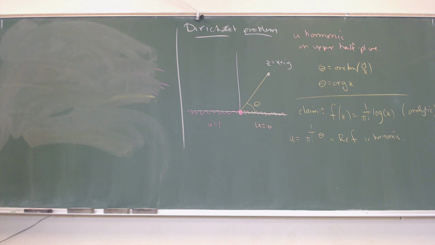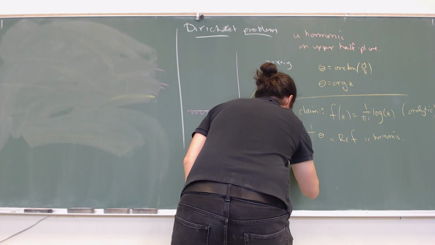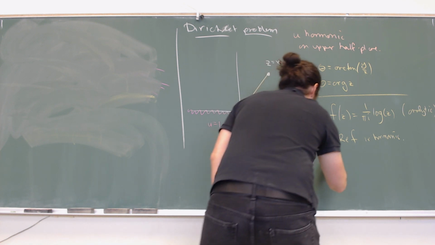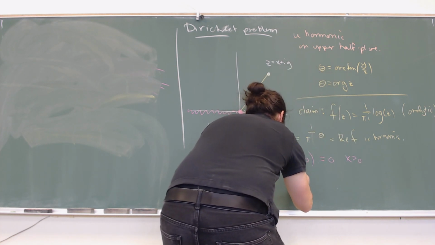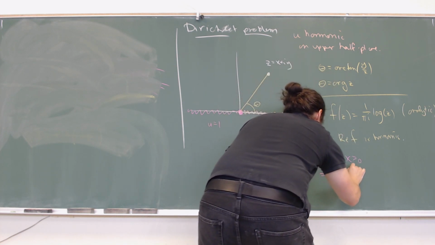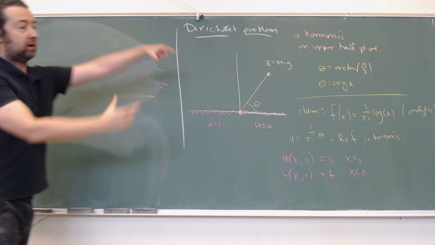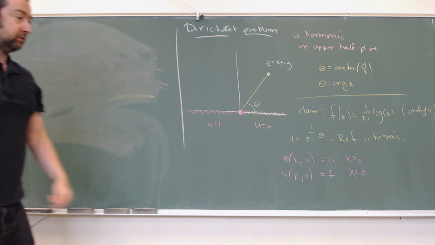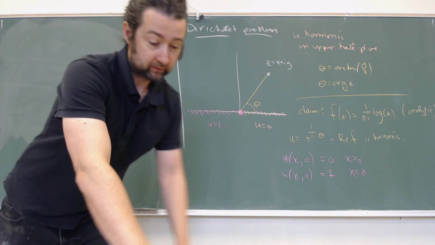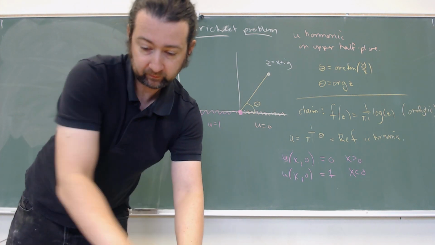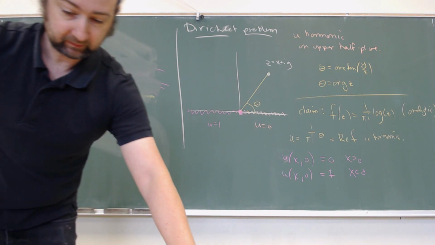That this function has the property that u of x, 0 is equal to 0 when x is positive, and u of x, 0 is equal to 1 when x is negative. And I'm using this in the sense of as you limit to the boundary here. So you're harmonic on the upper half plane, and as you drop to the real axis, you actually get the real axis conditions that you're interested in. Okay.